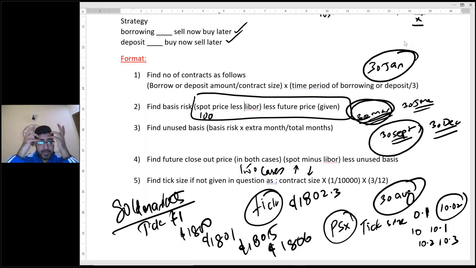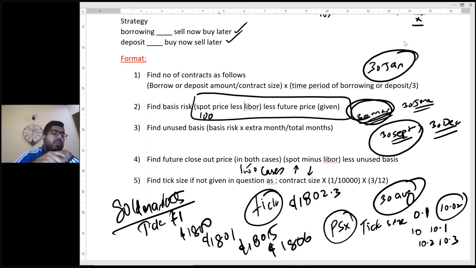Okay. I'm repeating these 5 steps, and then if you have any questions, you can ask, and then we will move towards the further steps. So the future strategy of borrowing is sell now, buy later, and of deposit is buy now, sell later. The first step is to find number of contracts as follows. It's the borrowed or deposit amount over contract size into time period of borrowing or deposit over 3. Then you need to find the basis, commission, spot less LIBOR, less futures price that will be given.